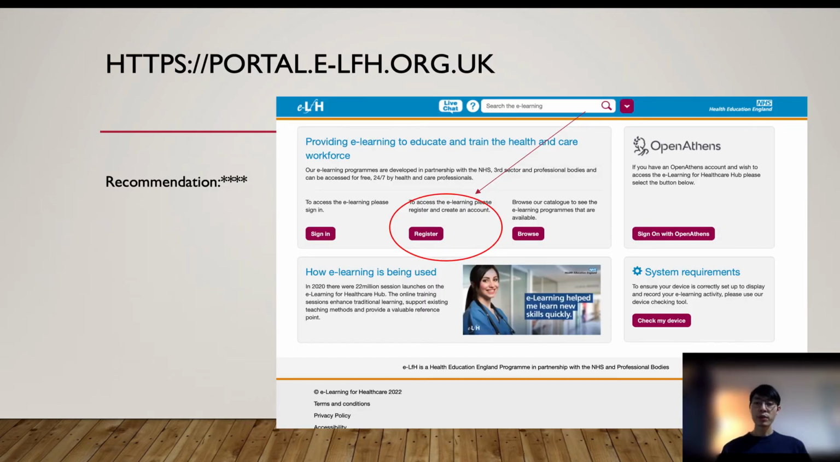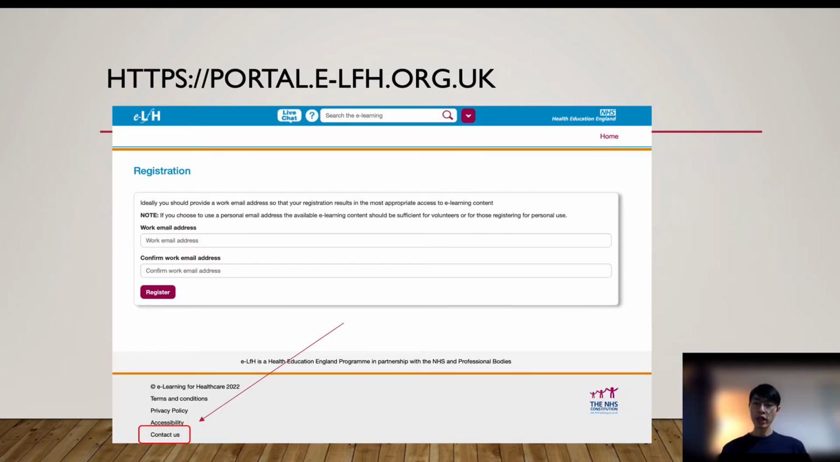My past paper question bank is extracted from the e-learning platform from Health Education England. If you are not working in the NHS, you have to register and subscribe to it. I forgot how much it costs, but it's not too expensive and it's quite worthwhile. Go register, contact the administrator and they will reply to you.